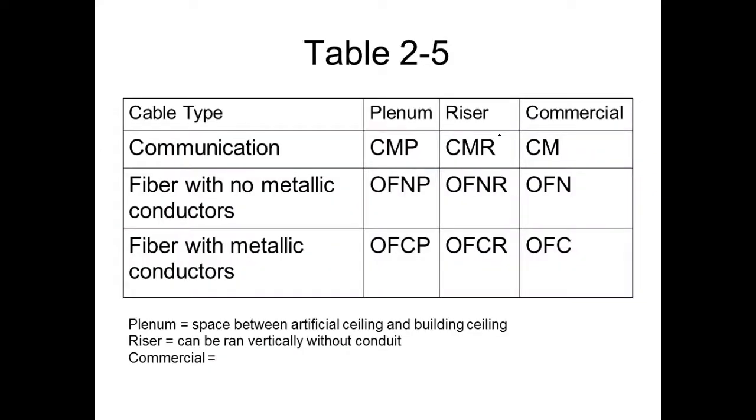I think your fiber is going to be labeled OFRs, OFNRs, OFNs, OFCPs, OF. So OF means what? C means copper, O means optical, and then we have different ratings for the jackets where you can run these different fibers. Are we okay? We're okay.